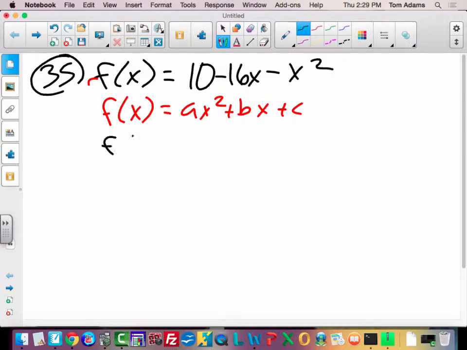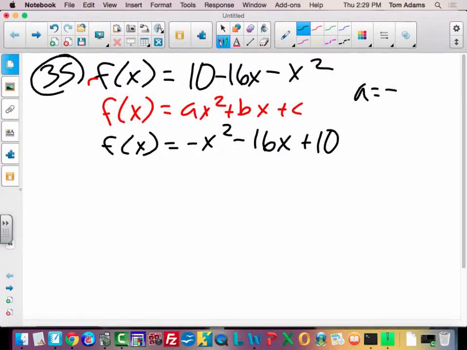I'm going to say f of x is equal to negative x squared minus 16x plus 10. The reason I do that is that it lets me know that a is equal to negative 1, b is equal to negative 16, and then c is equal to 10.